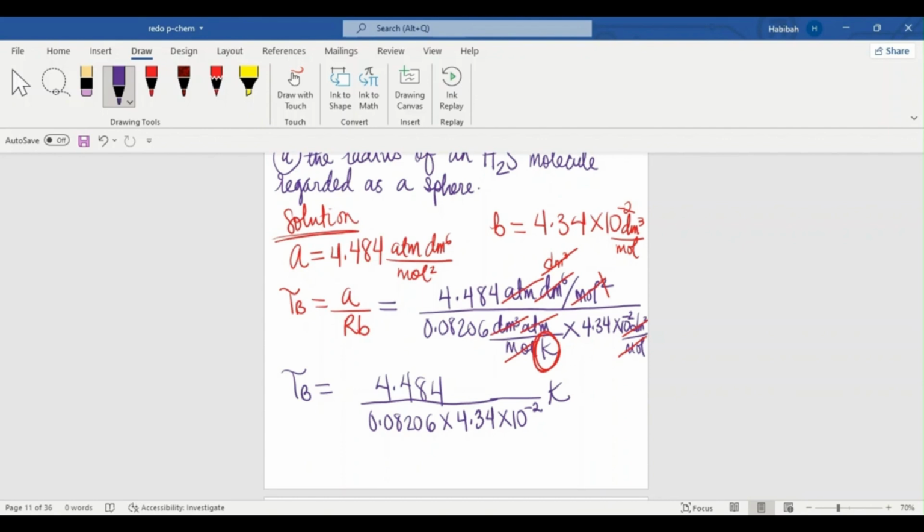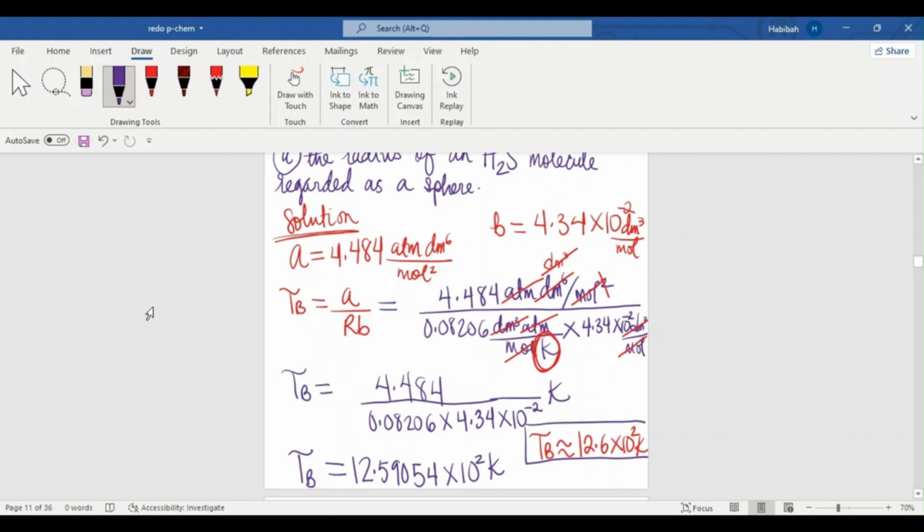Now you just have to input all of this information in the calculator. When we do, we get the Boyle's temperature to be 12.59054 times 10 to the power of 2 Kelvin. Rewriting this, the Boyle's temperature will be approximately 12.6 times 10 to the power of 2 Kelvin. So this is basically the answer to this question: 12.6 times 10 to the power of 2 Kelvin. That's the Boyle's temperature.